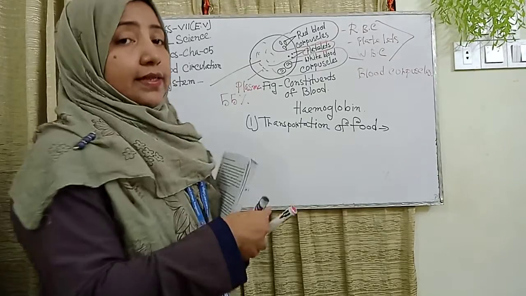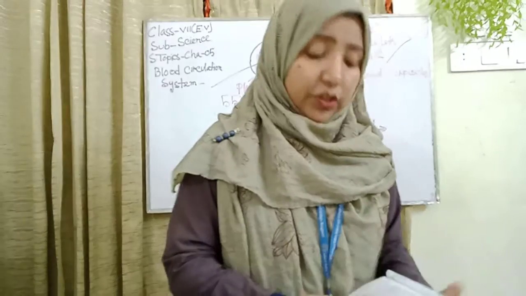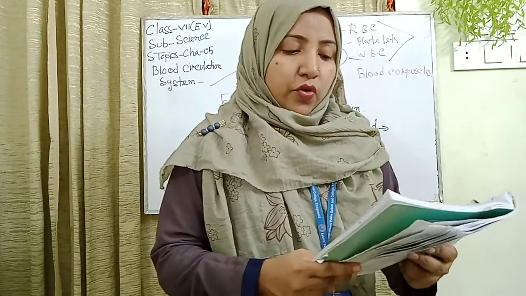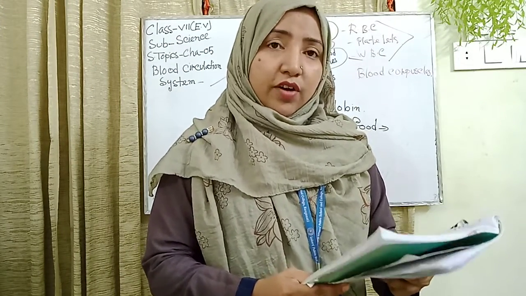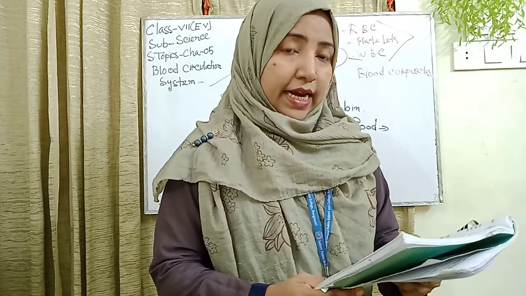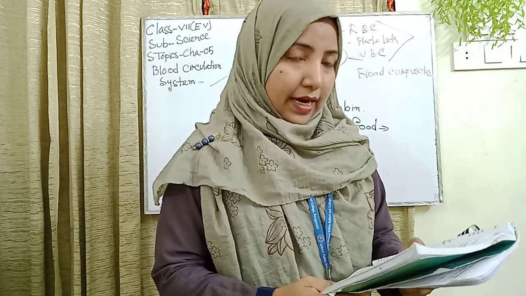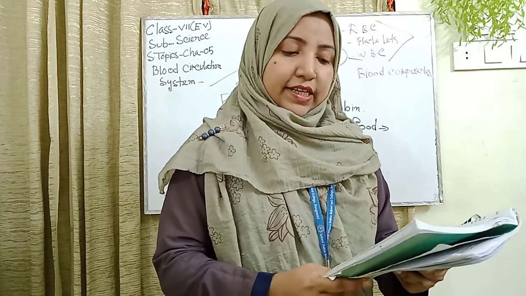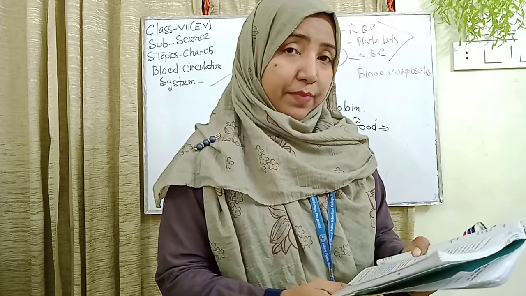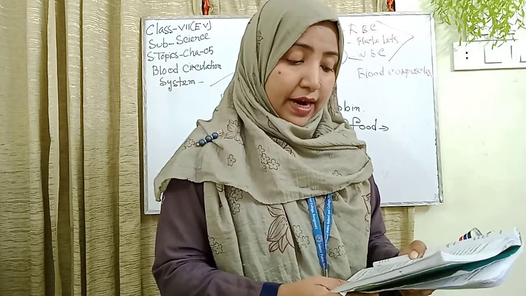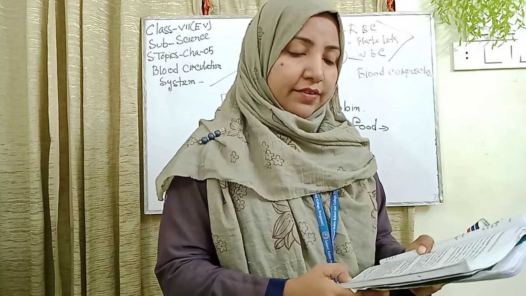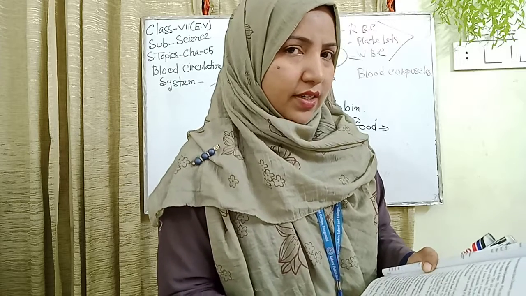Please everyone see the book. What's the meaning of transportation of food? Foods that we take are converted to simple foods and get mixed up with blood. Food extracts are carried to different parts of our body by blood. The body cells are nourished in this way.